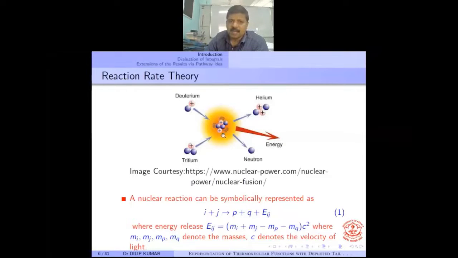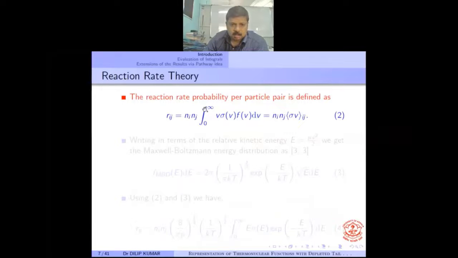When we consider the reaction rate, it is a probability. That is why we call it the reaction rate probability, and it is defined as in the equation here. Here the angle bracket says that it is a suitable average of the reaction cross section, given by sigma, and the relative velocity of the particle. In this equation, f of v represents the velocity distribution and sigma v represents the reaction cross section.